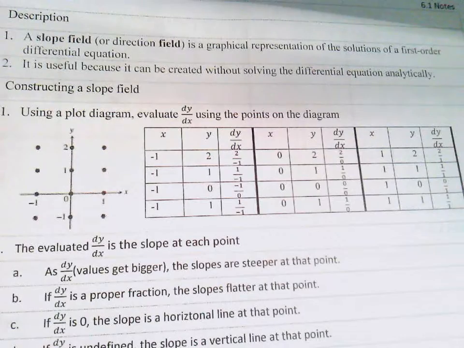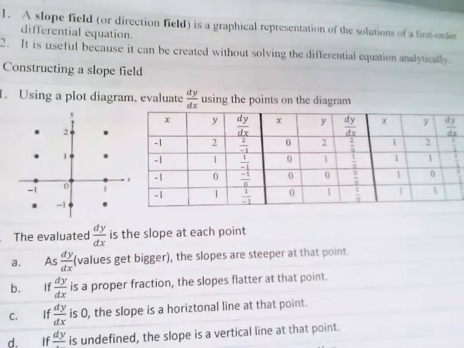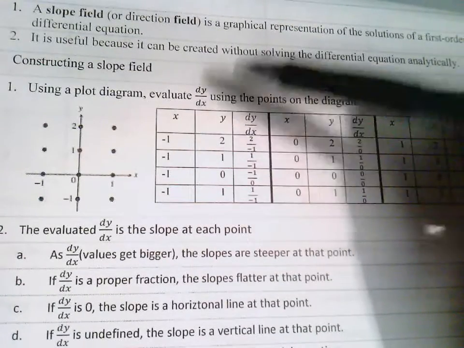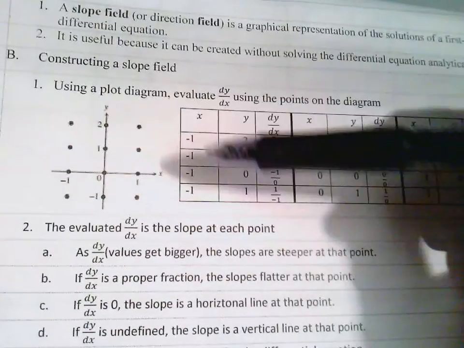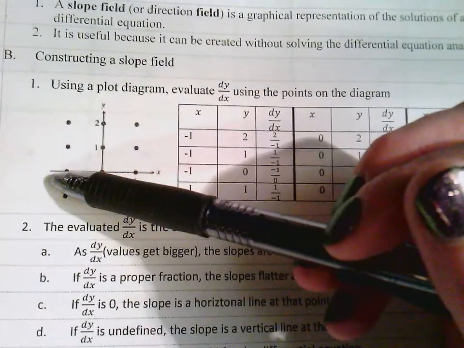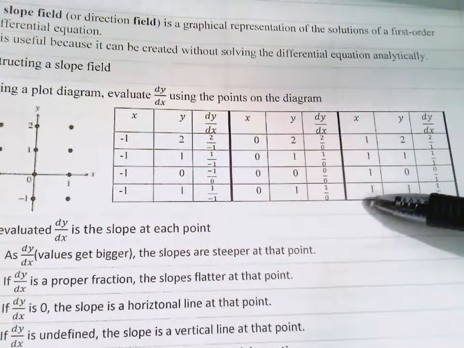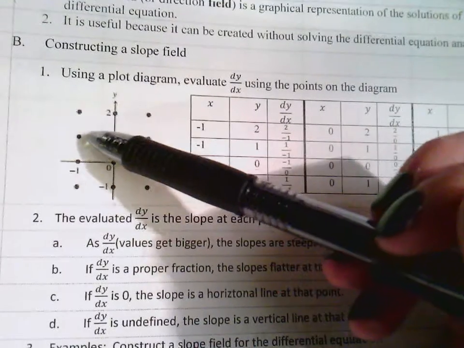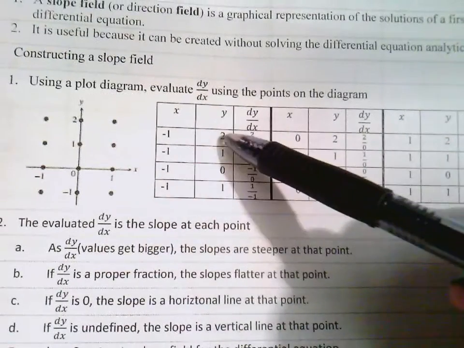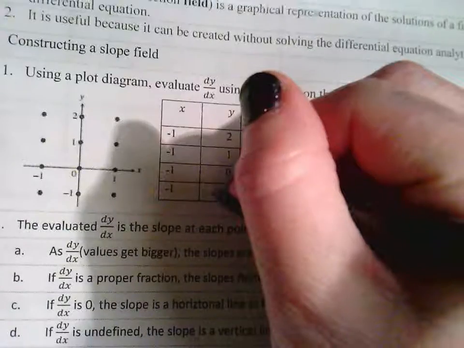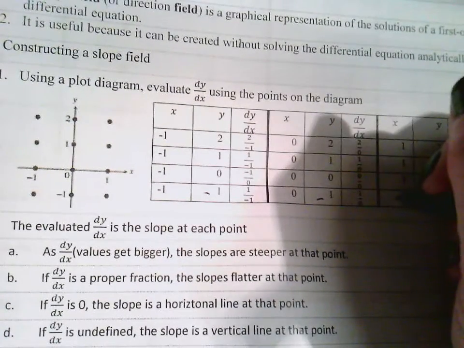Using a plot diagram, you're going to evaluate dy over dx using the points in the diagram. To find what the slope on the fields are going to be, you would be giving an x, -1. So this is the setup. You have -1, 0, 1. So here are the columns, -1, 0, 1. And your y is going to be, so you see the y's are the same. You got 2, 1, 0, -1, 2, 1, 0, -1, 2, 1, 0, -1, 2, 1, 0, -1.